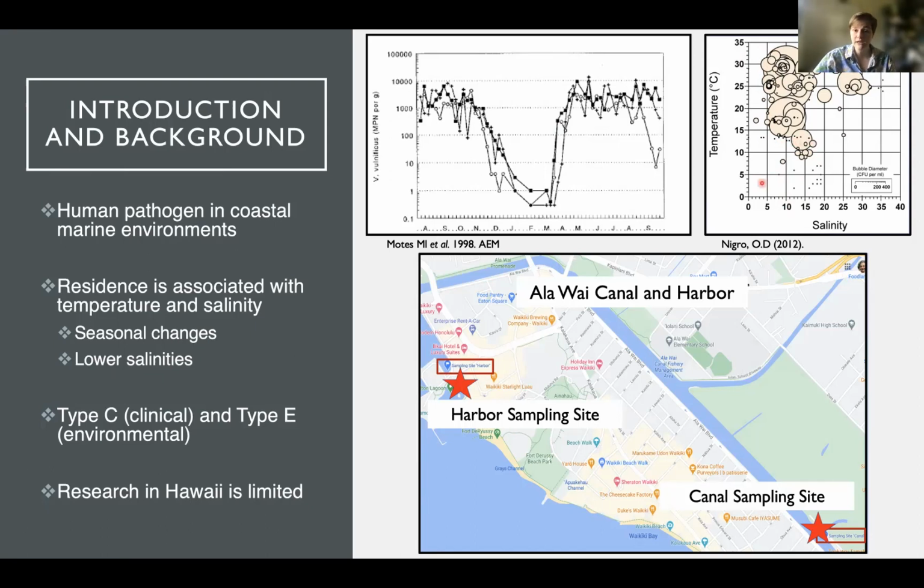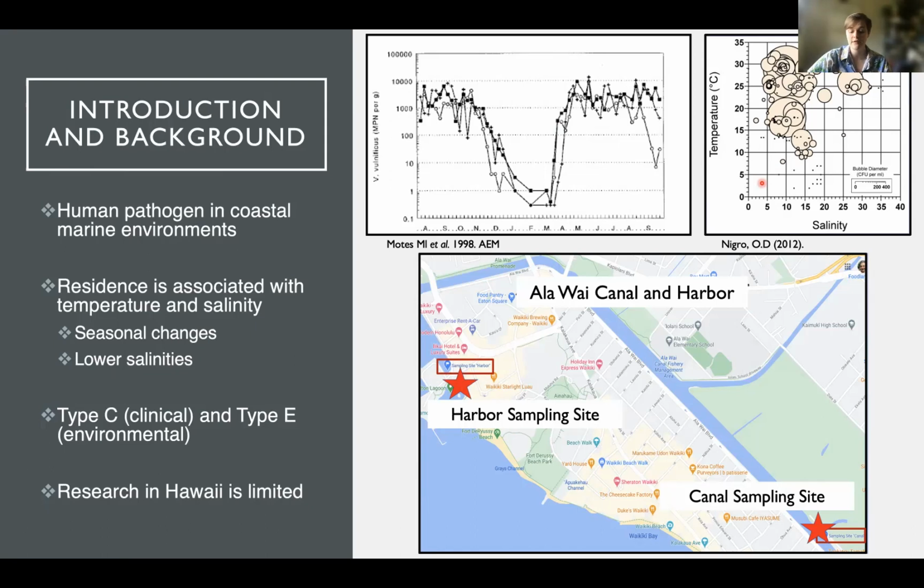There are two subtypes of Vibrio vulnificus: a clinical type and an environmental type. The clinical type is more closely associated with pathogenesis in humans, particularly gastroenteritis and cellulitis, both of which can lead to sepsis and death. Research in Hawaii on Vibrio vulnificus is pretty limited.